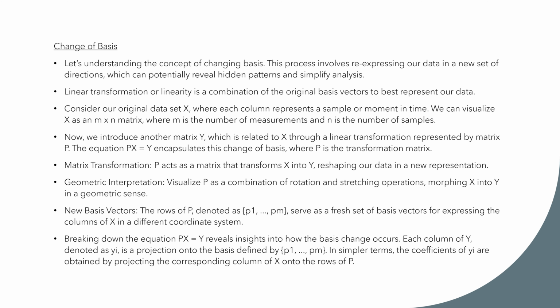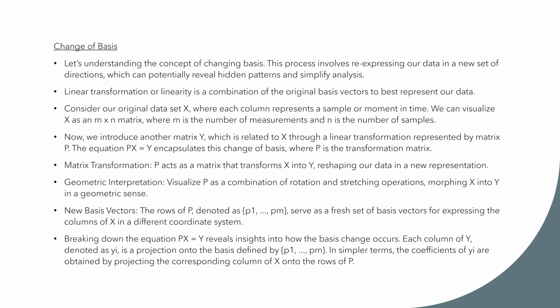Change of basis. Changing the basis involves re-expressing data in a new set of directions, potentially revealing hidden patterns. Linear transformation combines original basis vectors to represent data optimally. The original data set X is represented as an M by N matrix where M is the number of measurements and N is the number of samples. Matrix Y, related to X through a linear transformation represented by matrix P, captures the change of basis: PX equals Y. P acts as a transformation matrix reshaping data into a new representation.